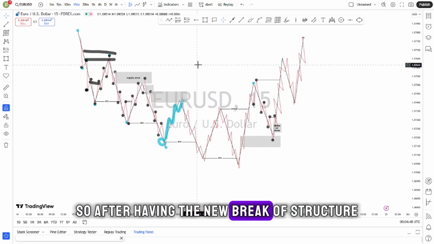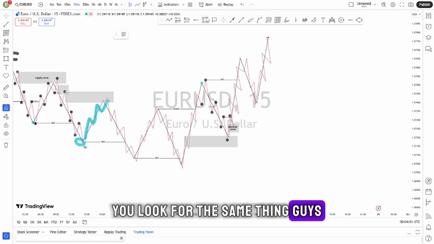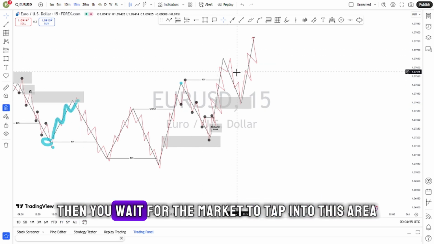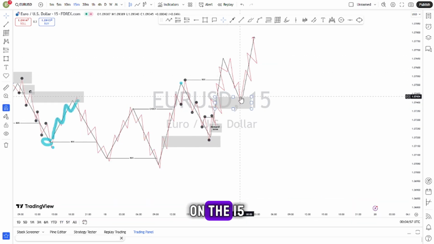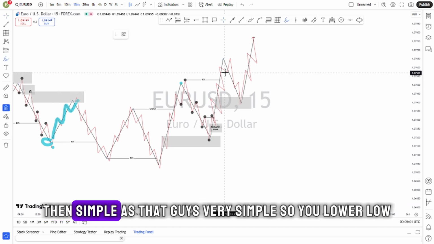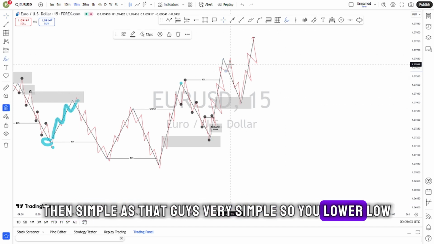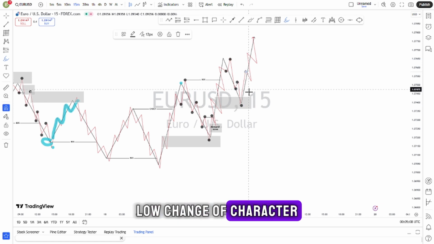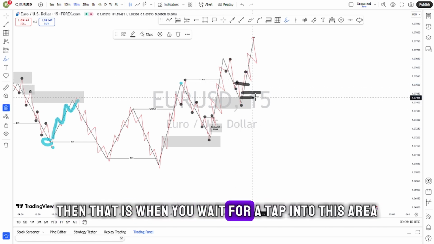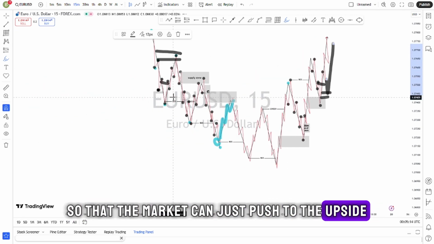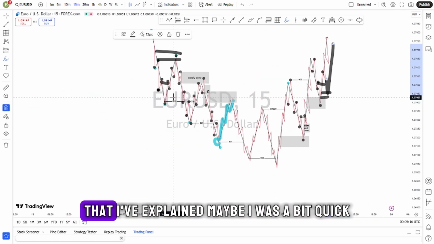After having the new break of structure, you look for the same thing, guys. You map out your area of demand just like that. Then you wait for the market to tap into this area on the 15. Then you switch over to the 1 minute time frame. Simple as that, guys. Very simple. So you have lower low, lower high, lower low, lower high, lower low, change of character. Then that is when you wait for a tap into this area so that the market can push to the upside. I hope you understood each and everything that I've explained.